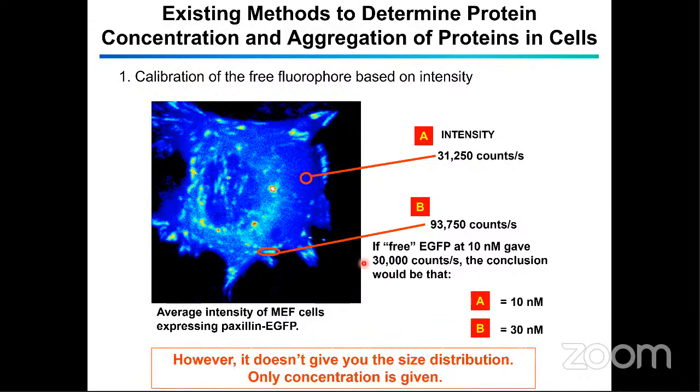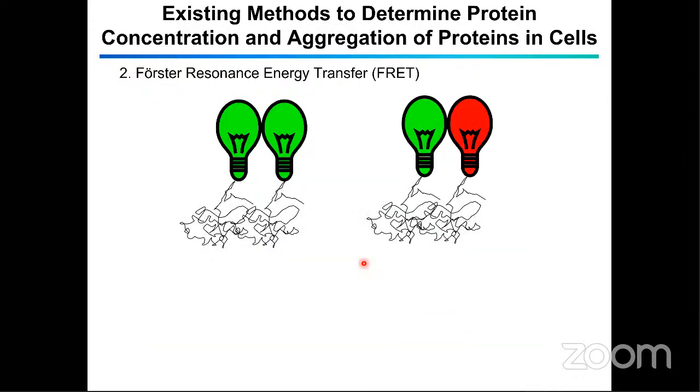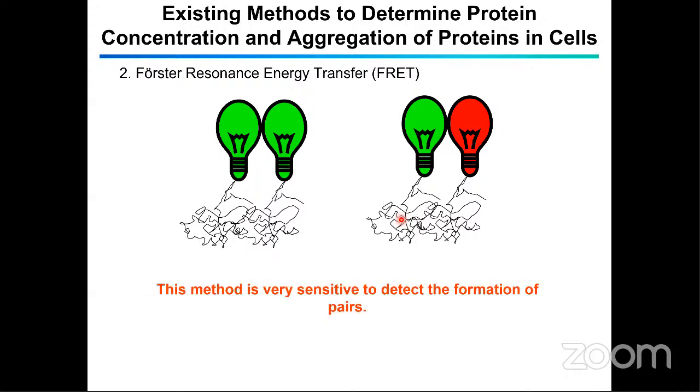There are other methods, for example Förster resonance energy transfer, or FRET, where you have two fluorophores, and if they're close together, there can be energy transfer between the two, either a homoFRET if it's the same molecule, or, with a donor and an acceptor molecule, transfer from the donor to the acceptor. That only happens if the two molecules are very close, within a nanometer or so. Then you can conclude that the two proteins those fluorophores are attached to are bound together. This is a very sensitive and very nice method, but I'm not going to talk about it today. It's very sensitive to the formation of pairs.